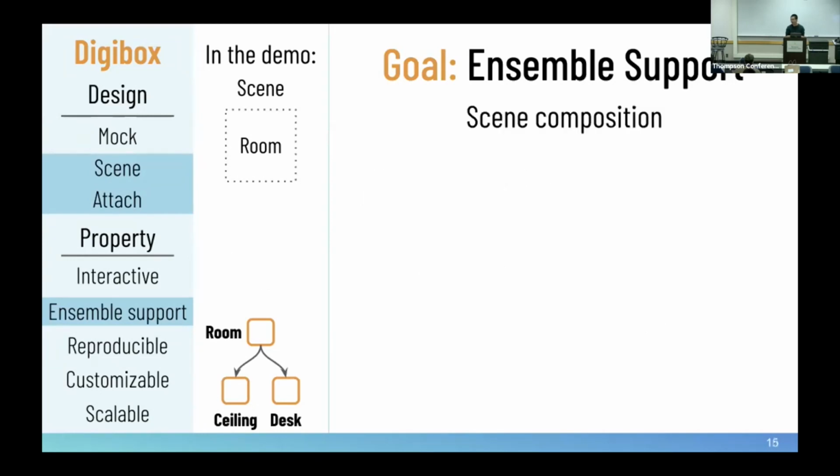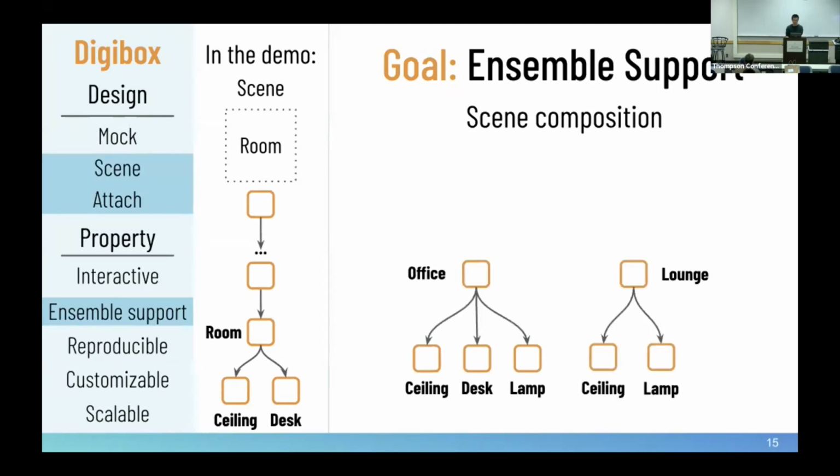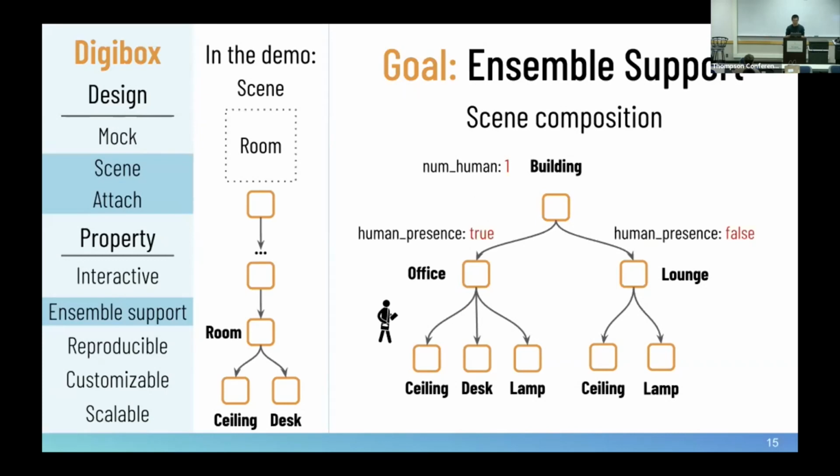In fact, in Digibox, a scene can be further attached to another scene and so forth. For instance, given two rooms and the mocks in them, a developer can create a building scene that has two rooms attached to it. They can set, as a simple example, the number of humans in this building to be 1, and the building simulator can then randomly decide which room this human should be in. And that room, say office, will have the human present. And the room sets its occupancy sensor to detect it. But the other room has no human and no motion.